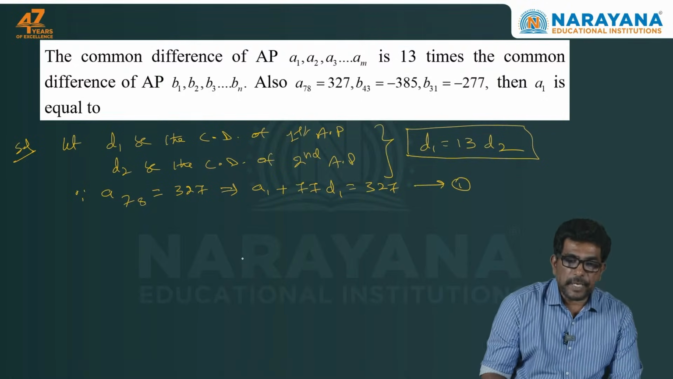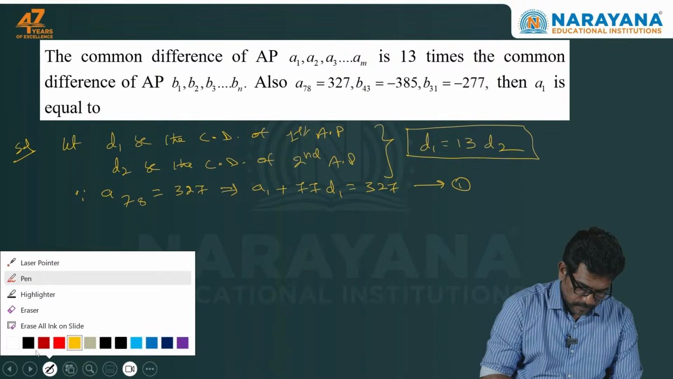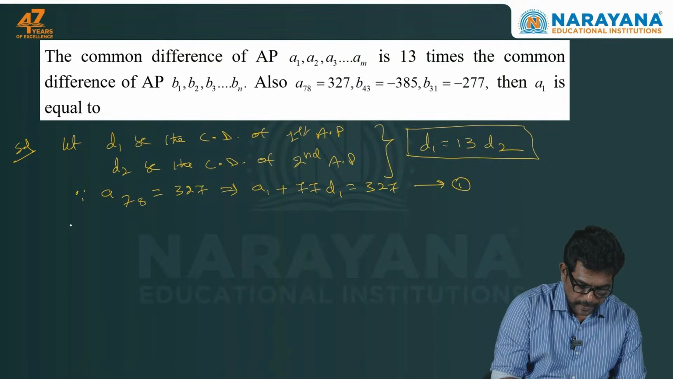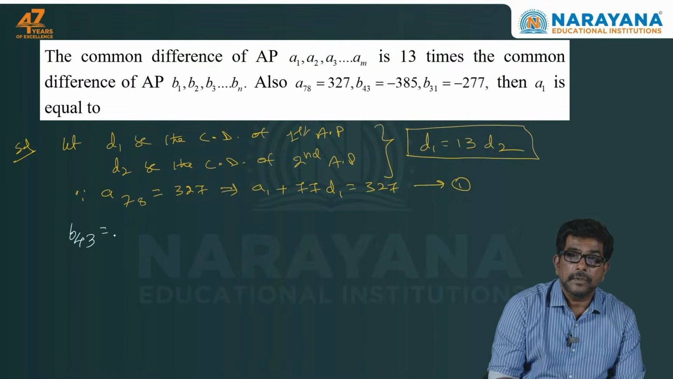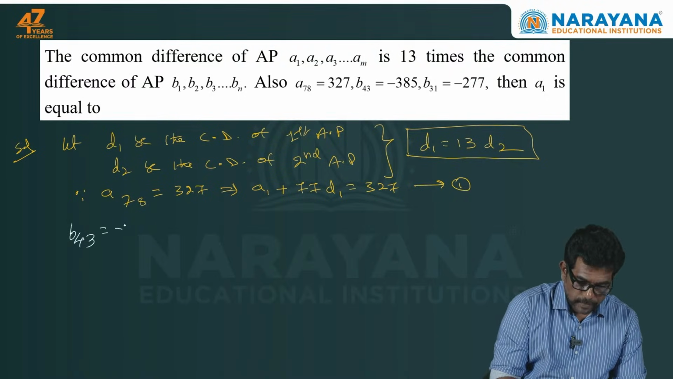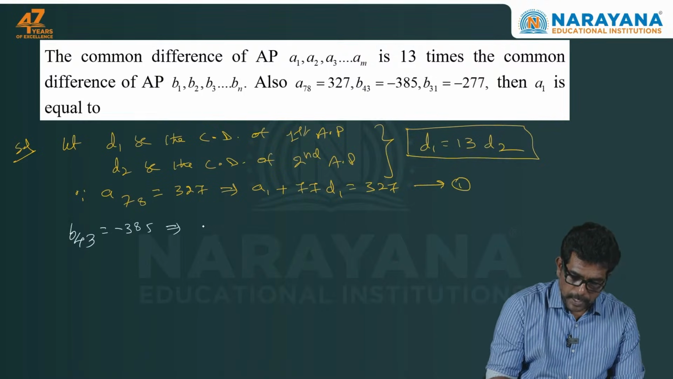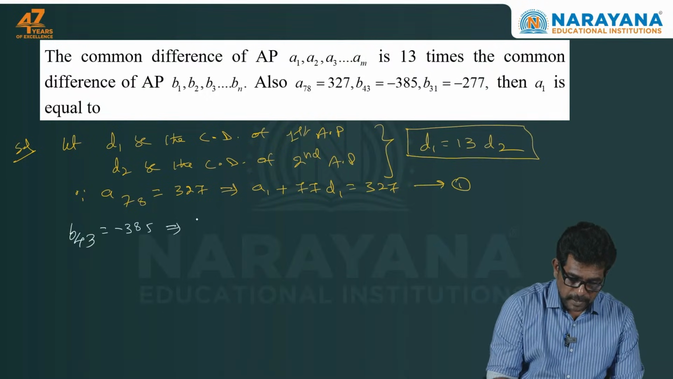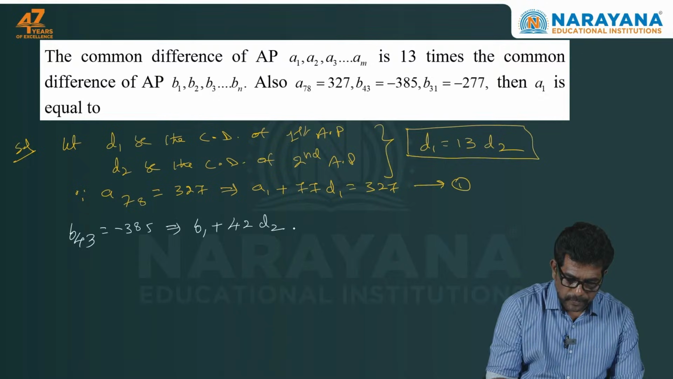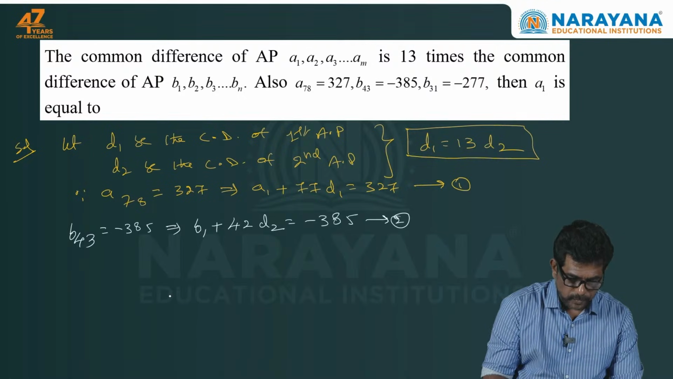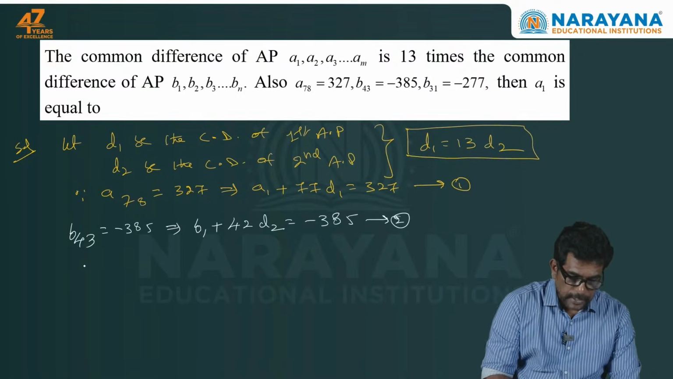Next, B43 is given. B43 is equal to minus 385. So, here in the second AP, the first term is B1. B1 plus 42 times D2 is equal to minus 385. Equation number 2.